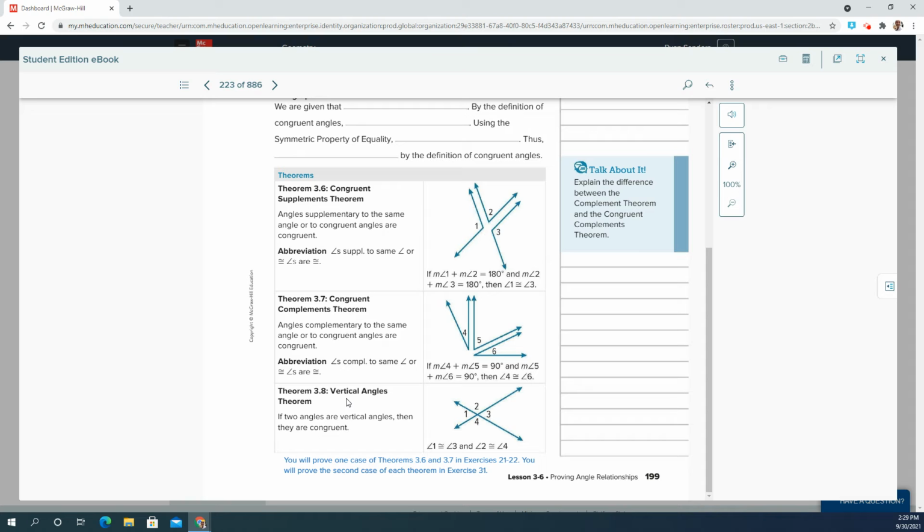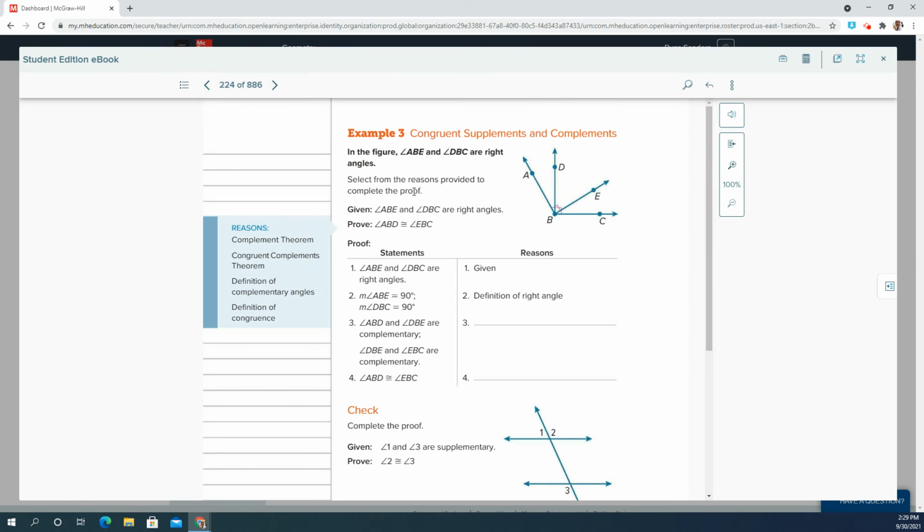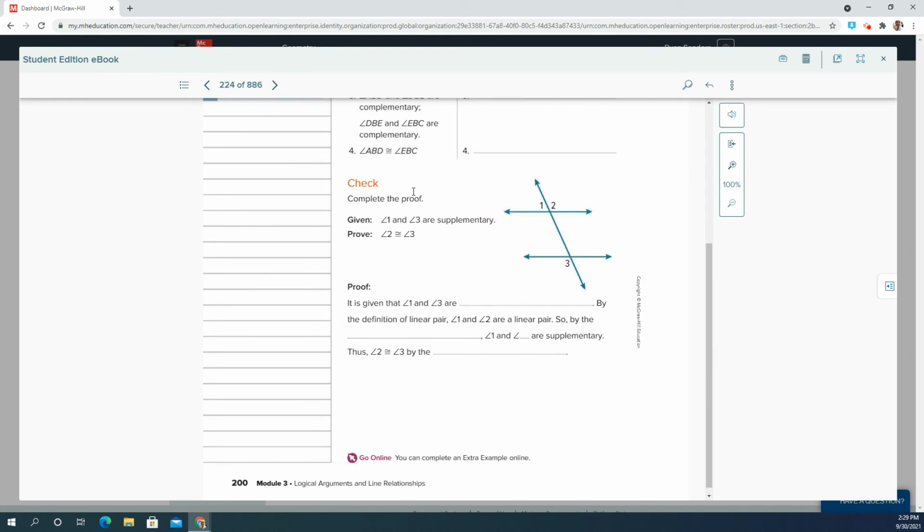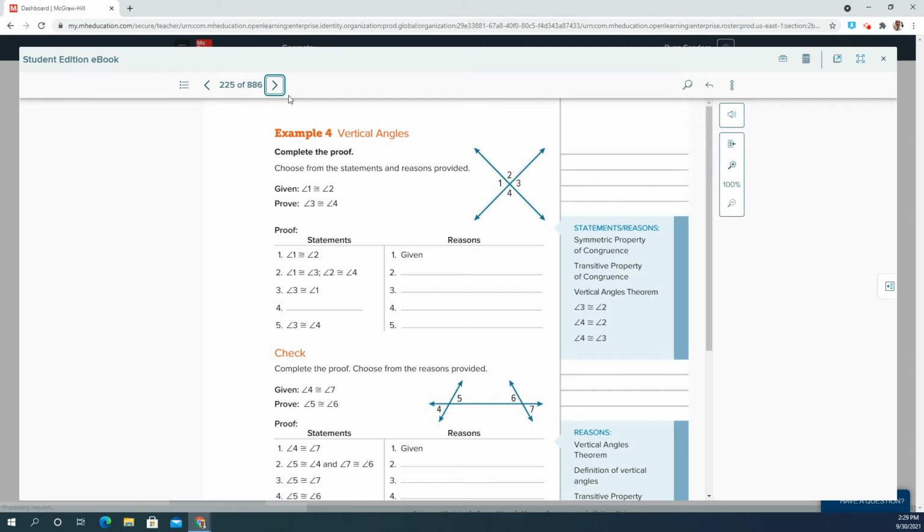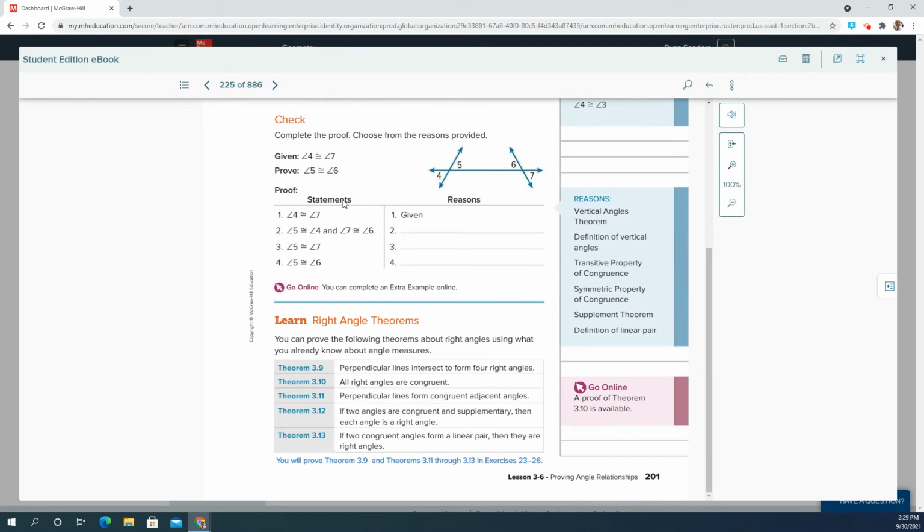And here's the big one, vertical angles. Vertical angles are across from each other. So 1 matches 3, they're the same. 2 matches 4, and they're the same. And that's all that's saying down there. And we're just looking over some vertical angle examples.